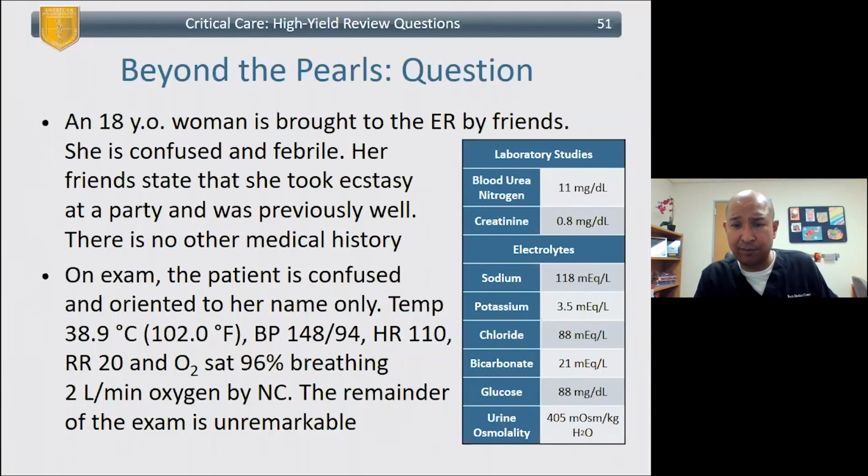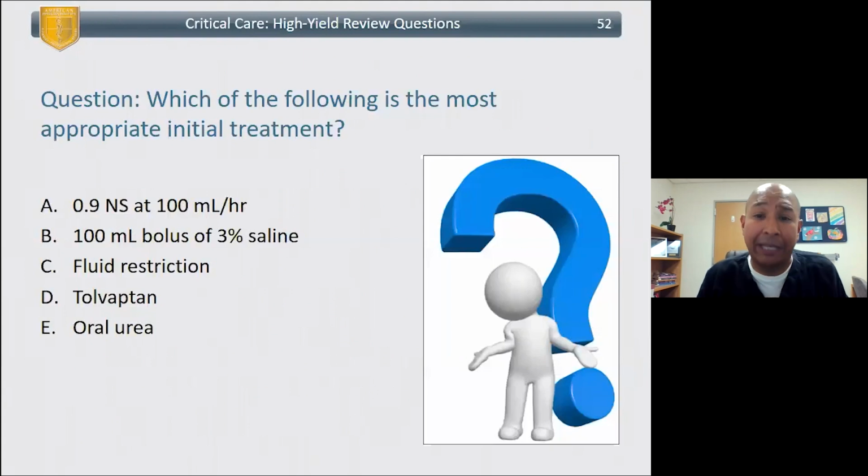So sodium is 118. She's only 18 years of age. She took ecstasy. Which of the following is the most appropriate initial treatment? So, a classic critical care question. What do you want to do with this 18-year-old person?